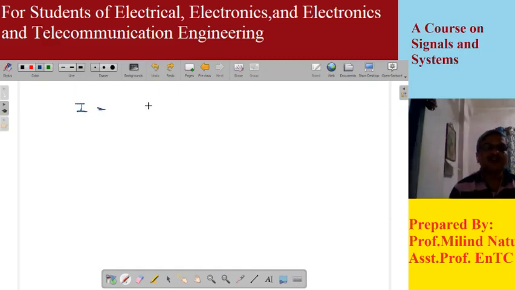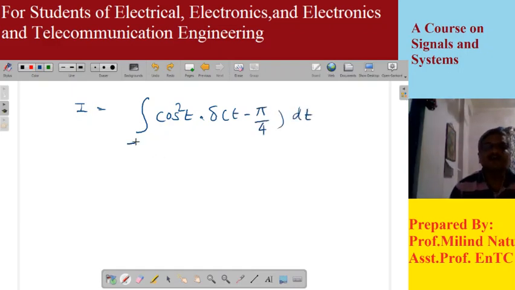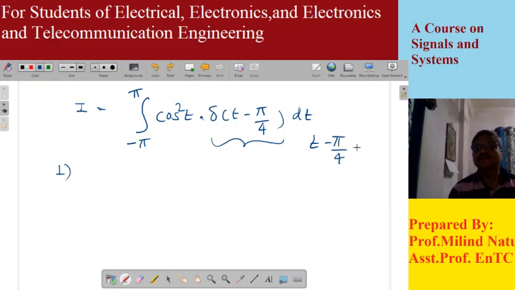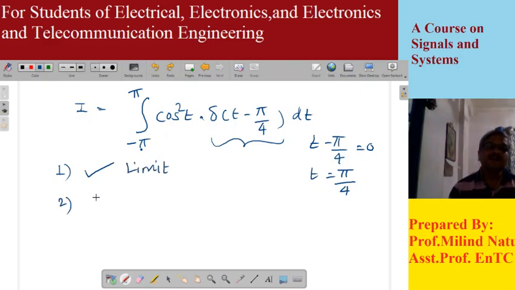Let us take the second example. I is equal to the integral of cos square t into delta(t minus pi by 4) dt, with limits of integration from minus pi to pi. Take note that the first step is to find where the impulse is occurring. Obviously t minus pi by 4 is equal to 0, that means the impulse occurs at t is equal to pi by 4, and obviously it lies within the range. So the limit is okay, and the time axis is also okay.